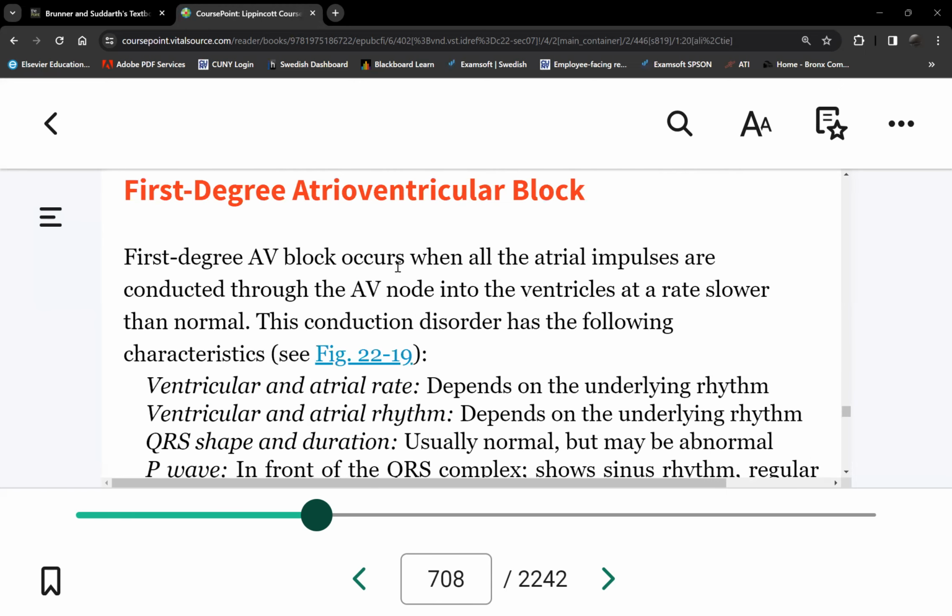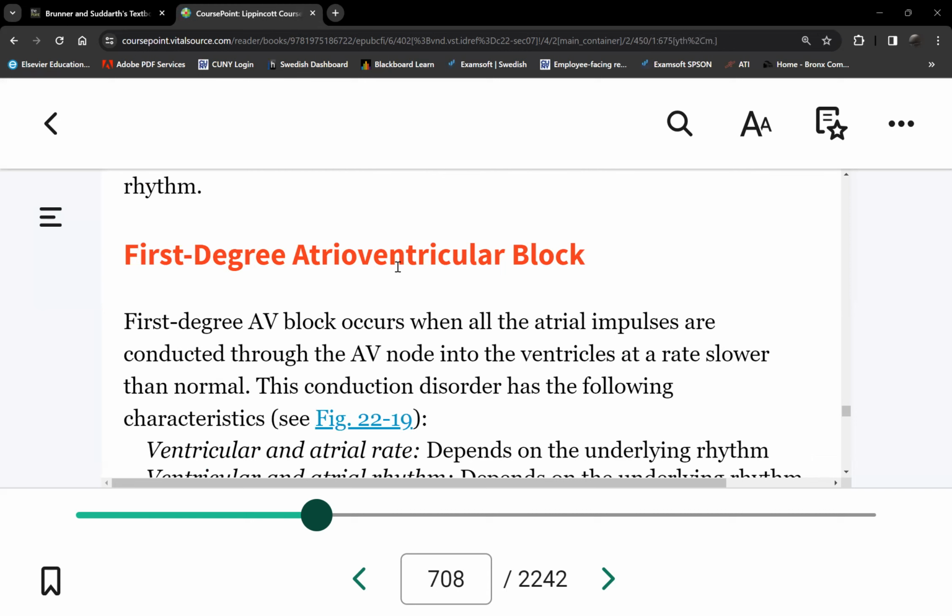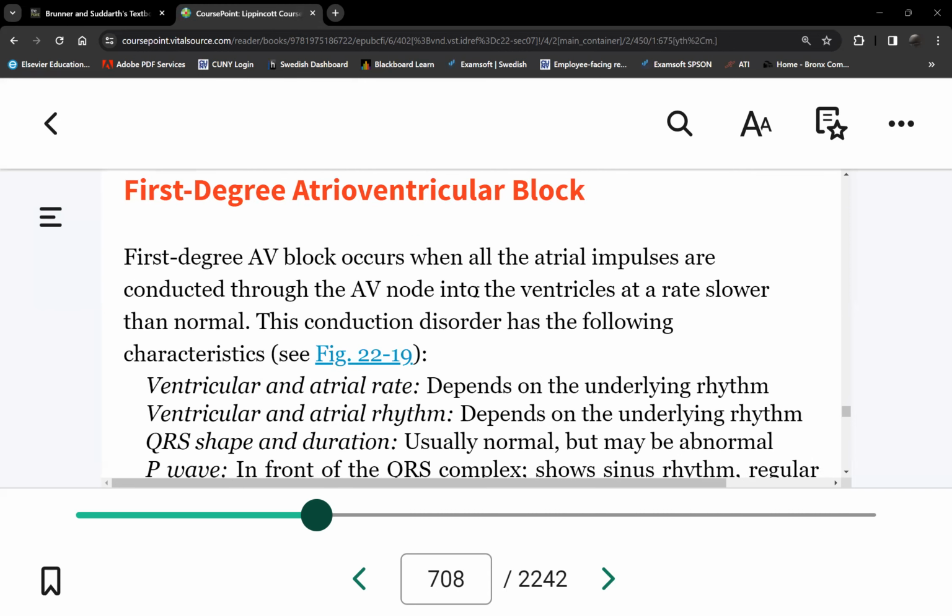Let's start with the 1st degree heart block. My teacher in college taught this in a way of a relationship, and it has stuck with me until today. I never forget the heart blocks because that's how I looked at it. So 1st degree heart block. First of all, this is not really a block. Rather, this is a delay.